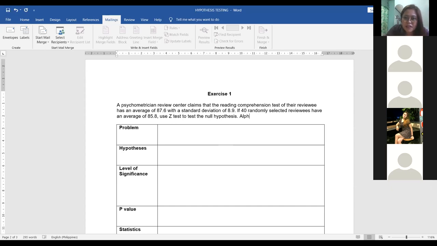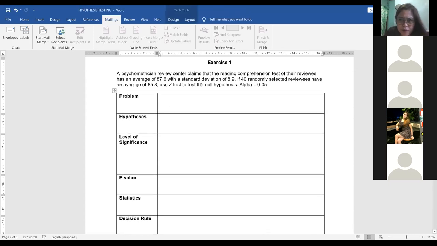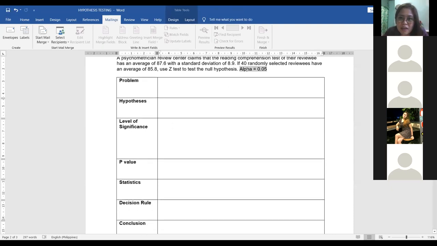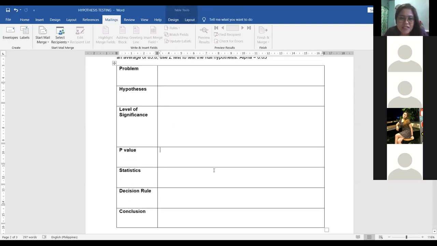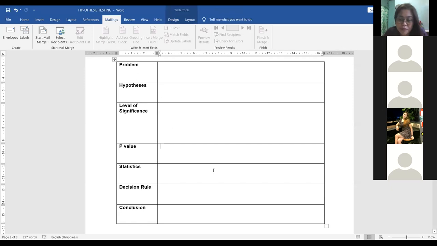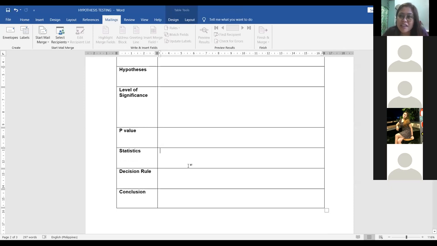So please use alpha of 0.05. Okay? The alpha is the level of significance. First is the problem, the sample to be tested. So you have to state what our problem really is here. And then you have to make your own hypothesis, both null and alternative hypothesis. And then the level of significance again, please set it at 0.05. Disregard the p-value first because we are doing a manual computation, but in the software, the computation of the p-value is automatic. And then here's the statistics. This is where you will show your solution for the z-test.